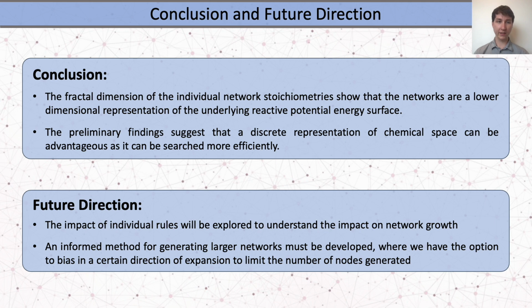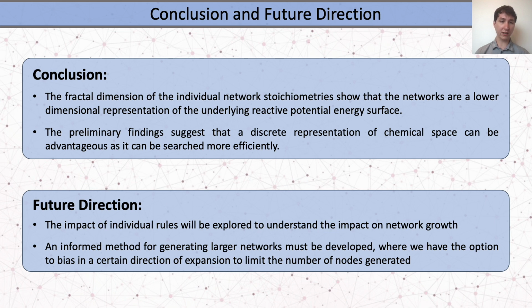In conclusion, the fractal dimension of the individual network stoichiometries show that the networks are a lower dimensional representation of the underlying reactive potential energy surface. As I mentioned, the reactive potential energy surface is 3n minus 6 dimensional, where n is the number of atoms, and we can see our networks are on the order of 3-dimensional, which is a much lower dimensional representation. The preliminary findings of our study suggest that a discrete representation of chemical space can be advantageous as it can be searched more efficiently than actually looking at the potential energy surface.